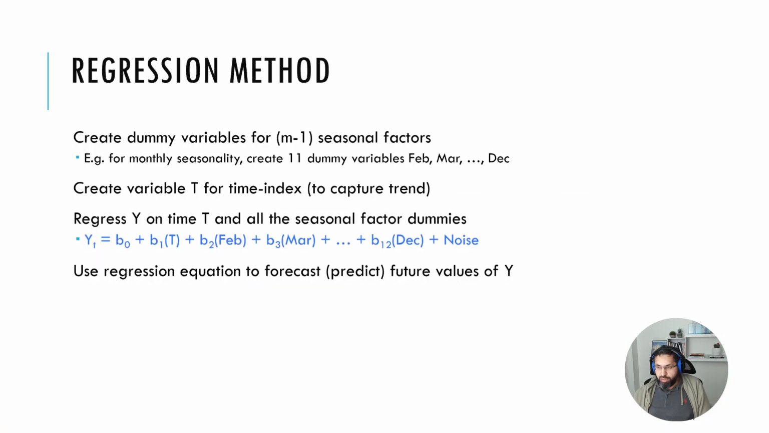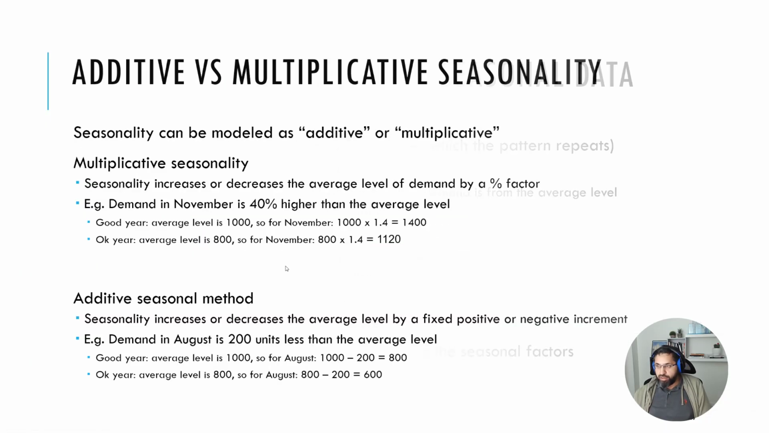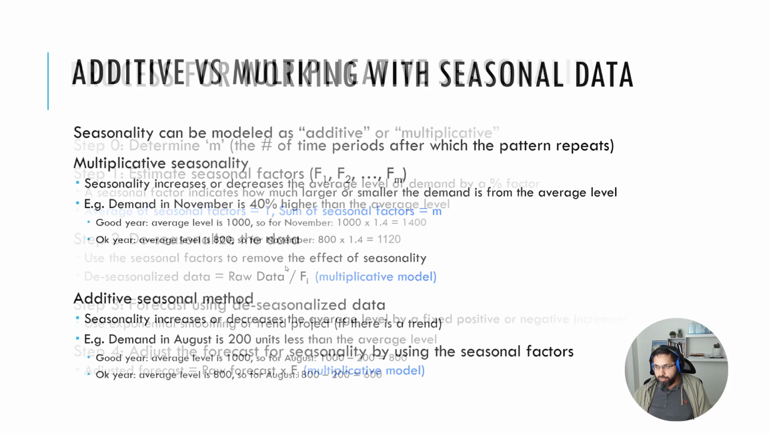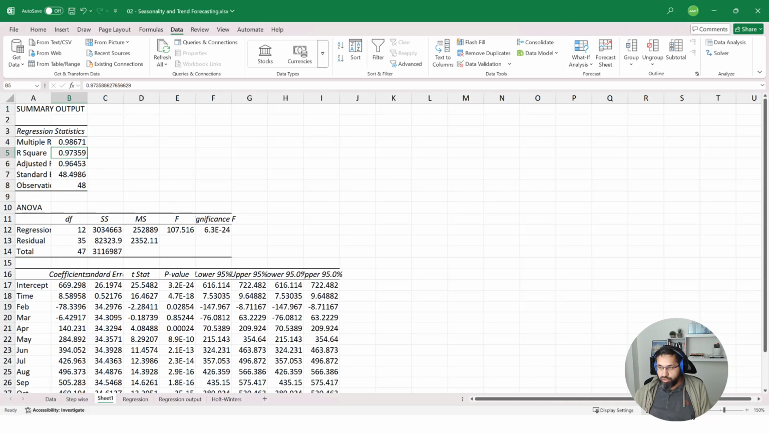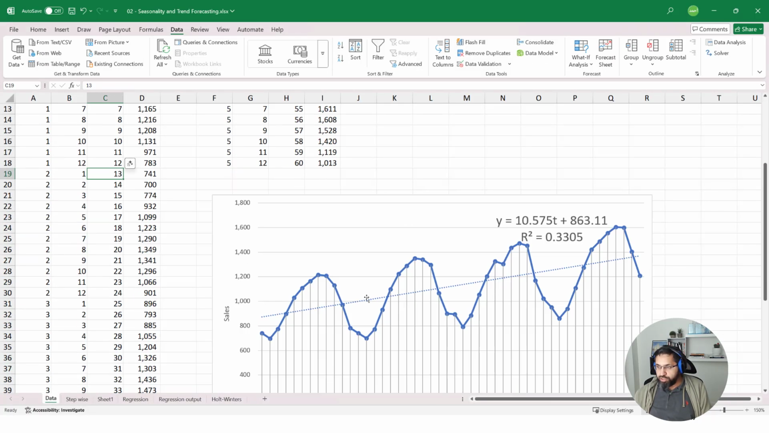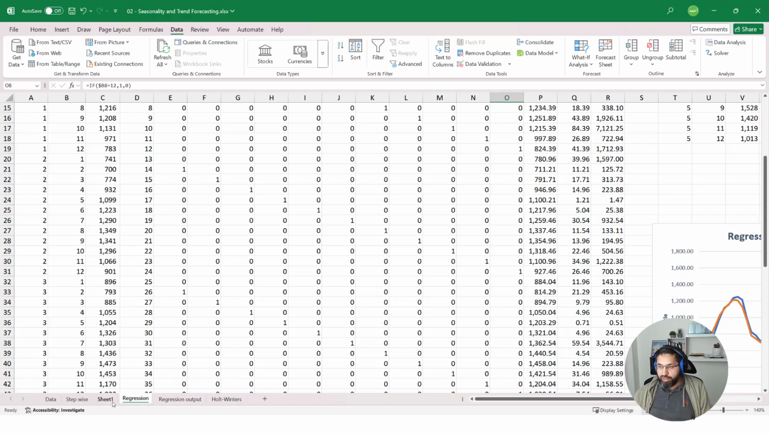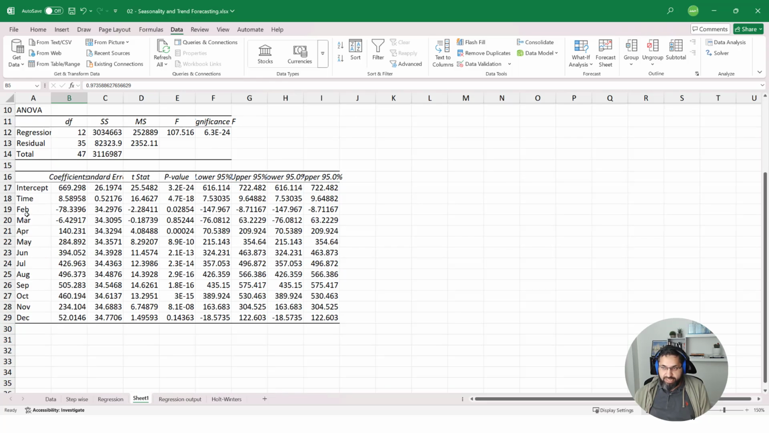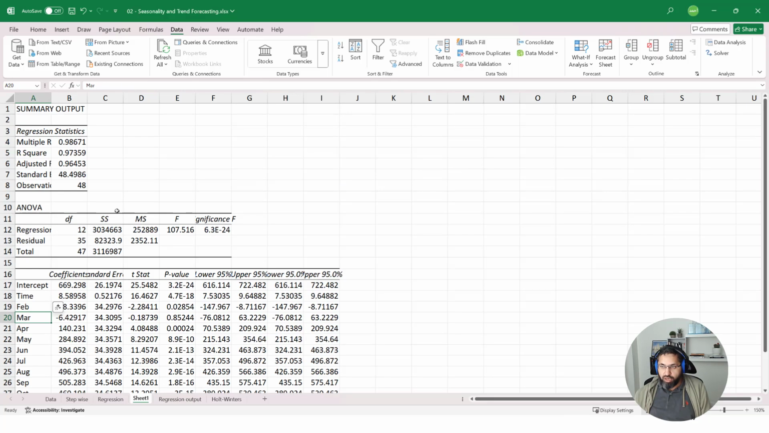So if you remember the data, notice with just the model capturing the trend, R-square was 33%. But now when I have done regression and I have gotten the output of regression with the seasonal factors, these 11 binary variables, my R-square has gone up to 97%. So now I'm capturing most of the variability in the data.